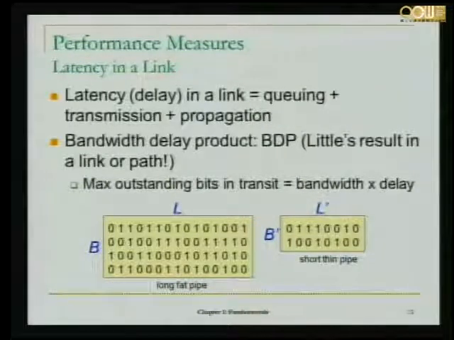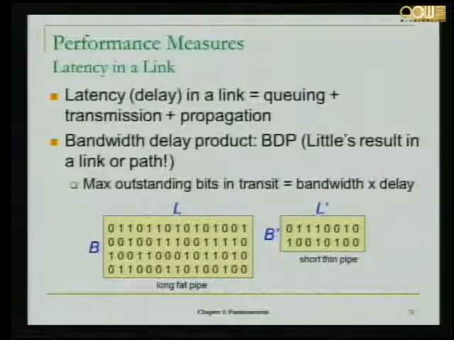Long fat pipe means that the bandwidth is large and the cable is long, while the short thin pipe is different, thinner and shorter. And then you immediately will see that if you take bandwidth multiplied by delay, the delay here is the propagation delay, not the transmission delay. Propagation delay, then you get the number of bits in the cable, right? So that's the maximum outstanding bits in transit. So the maximum number of bits possible in this cable.